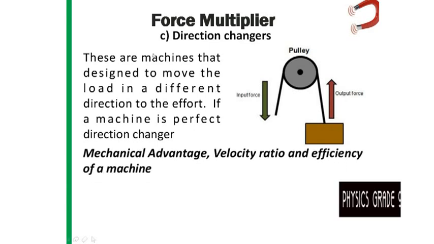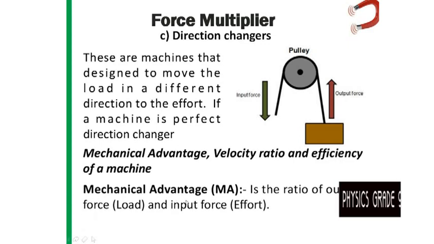Now, when we talk about pulley systems and levers and force multipliers and distance multipliers, we need to look at a couple of very important key terms, and these are mechanical advantage, velocity ratio, and the efficiency of a machine.